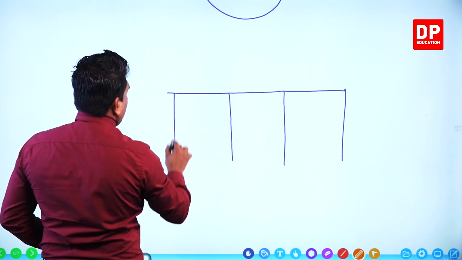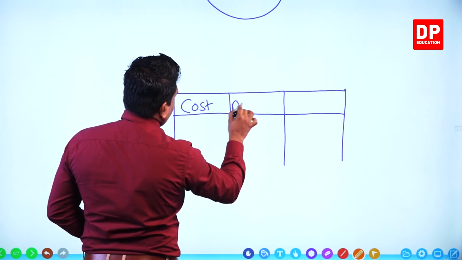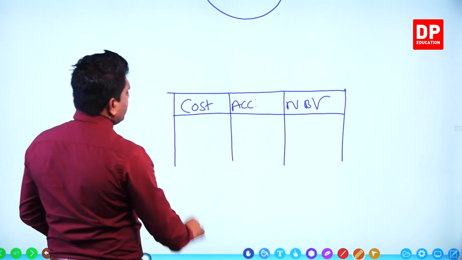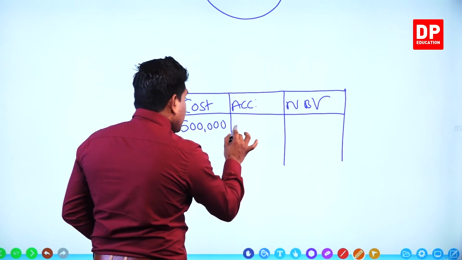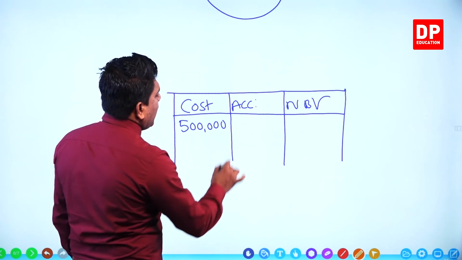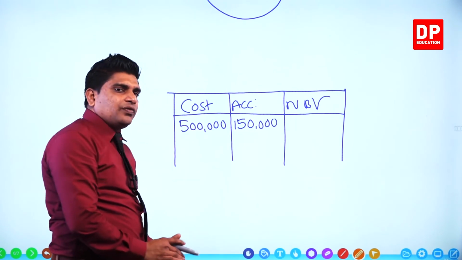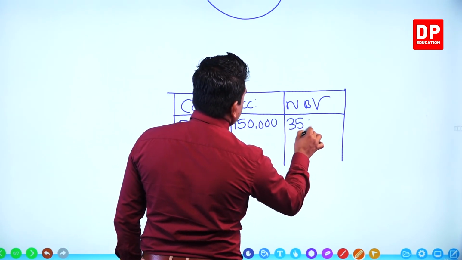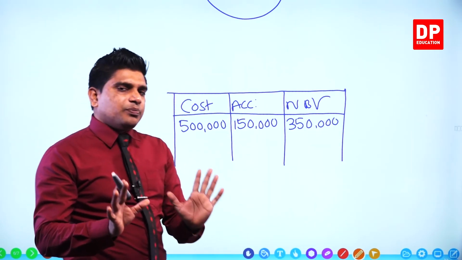The non-current assets area: cost, accumulated depreciation, net book value, right? Here you write 500,000, but here you write what the question gave, 100,000, this year's portion 50,000, total 150,000. Then finally the net value you put here. This is the method, right? I think now you understood well regarding depreciation.